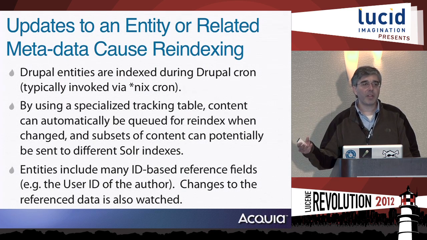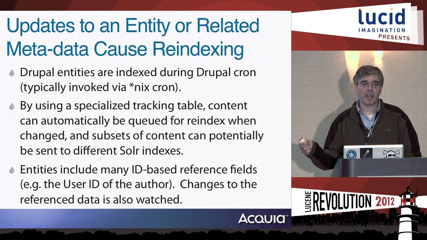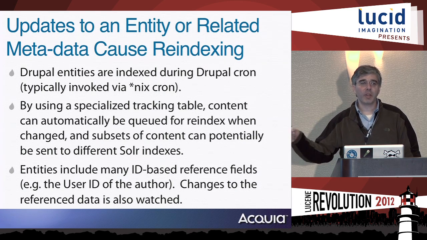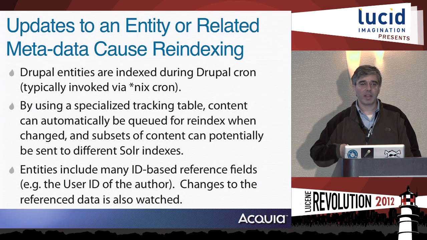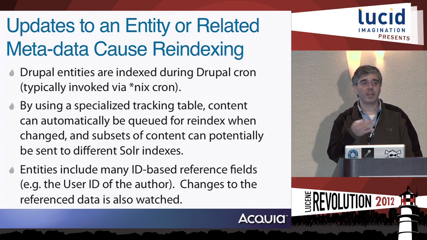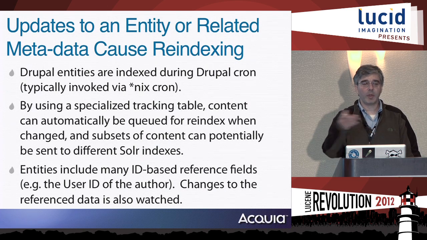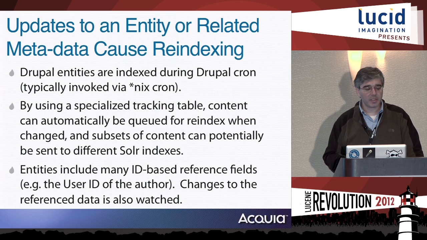So within the module, we track when users update their names. If a user updates their name, we have to go through and mark all the nodes authored by that user to be re-indexed, because when the content's rendered, often the user's name is there. It should be available as a keyword. It should be correct when you're searching, and it should be correct in the search results.